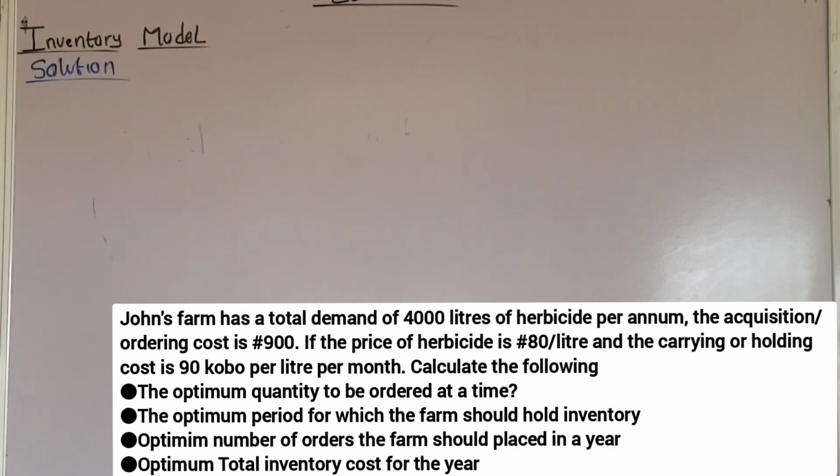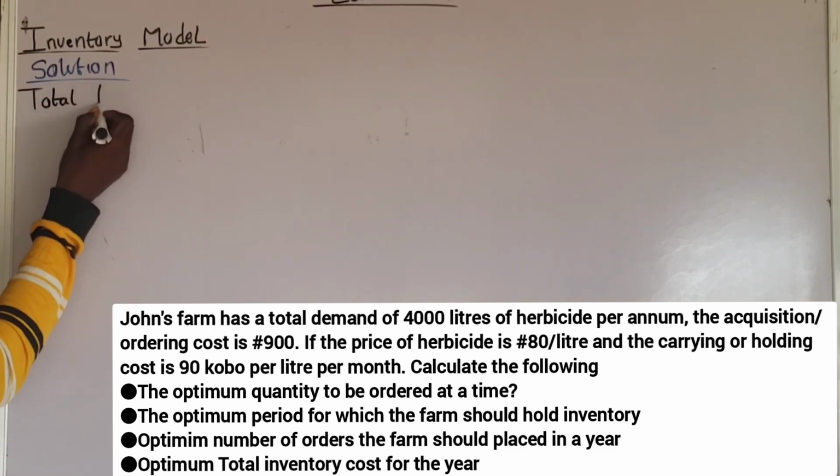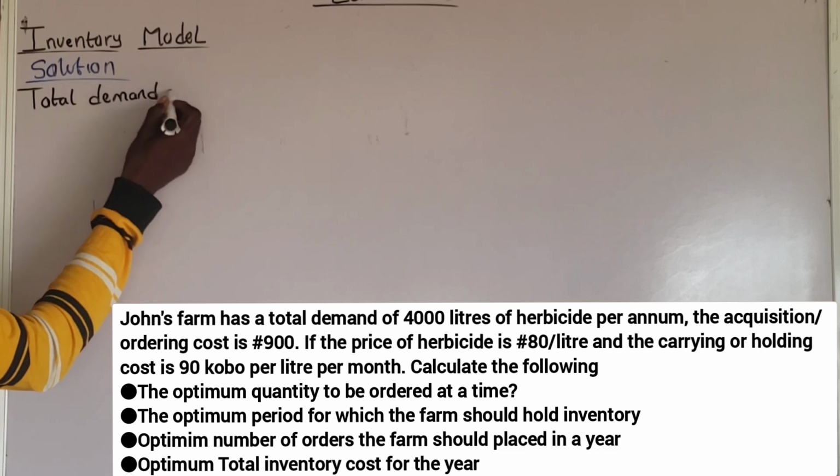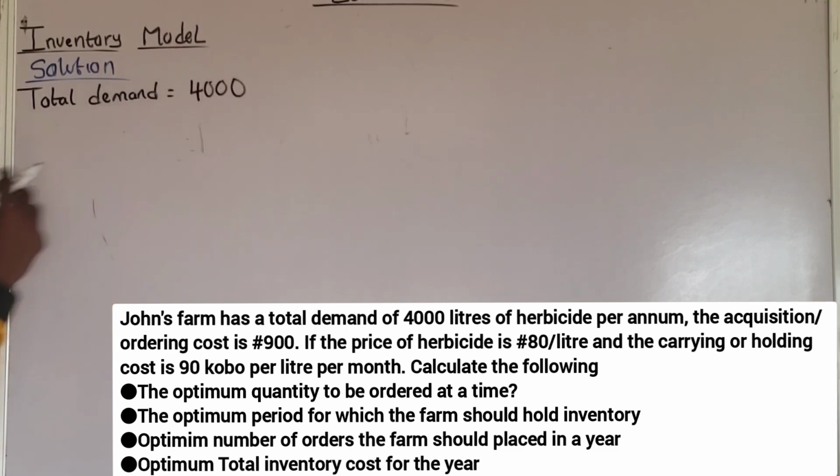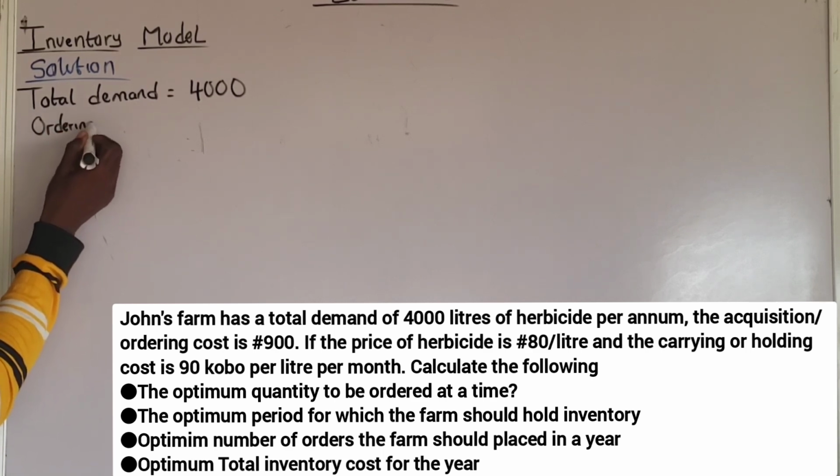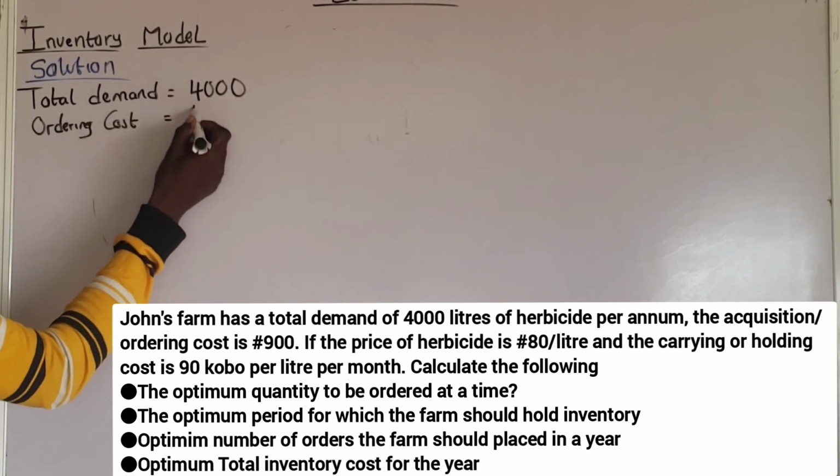We are given that John's farm has a total demand of 4,000 liters of herbicide per annum. So the first information is that we are given the total demand. The total demand of herbicide per annum is equals to 4,000. Now, the acquisition or ordering cost is 900 naira. Ordering cost is equals to 900 naira.